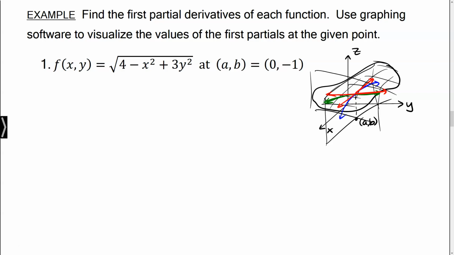So first of all, let's rewrite f of x, y here. To take the derivative, let's write this as 4 minus x squared plus 3y squared, all to the 1/2. Now you should pause the video and think about what this is going to look like. This is actually one of the quadric surfaces. If I let this equal z and square both sides, then I would get x squared minus 3y squared plus z squared equal to 4.